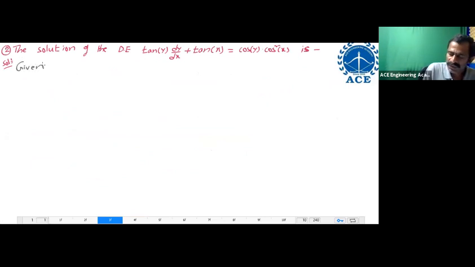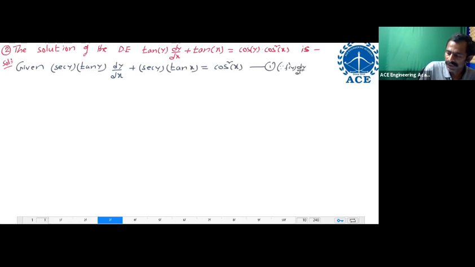Directly, I'm multiplying both sides by secant y and writing the equation here: secant y tan y dy by dx plus secant y tan x equals cos square x. Since it is in the form of f dash of y dy by dx plus f of y into p of x equals q of x.